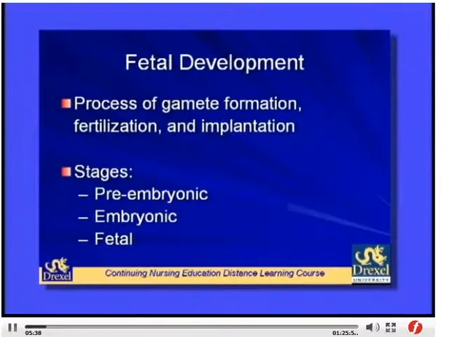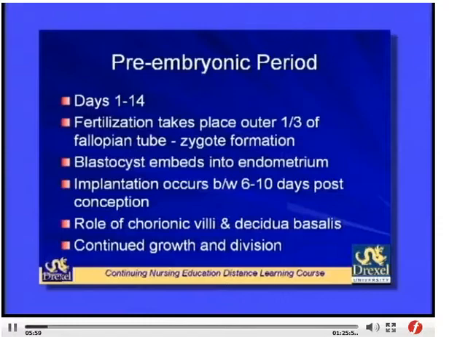With regards to stages, we have the pre-embryonic, the embryonic, and the fetal stages, which I'm going to talk about. The pre-embryonic stage occurs between days 1 to 14. So again, you're talking about once there has been a union between sperm and egg. Fertilization takes place again in the outer 1/3.